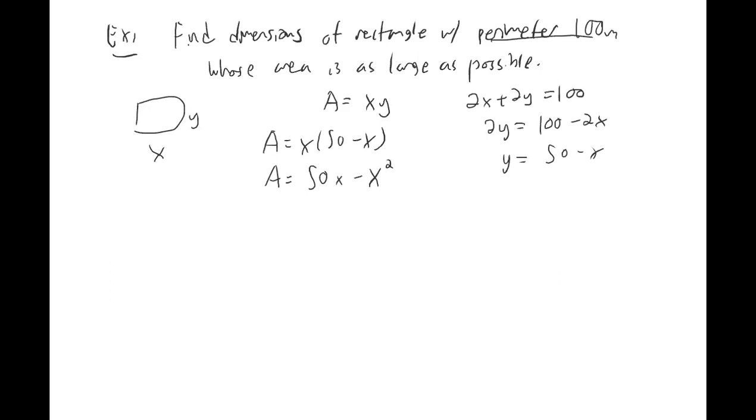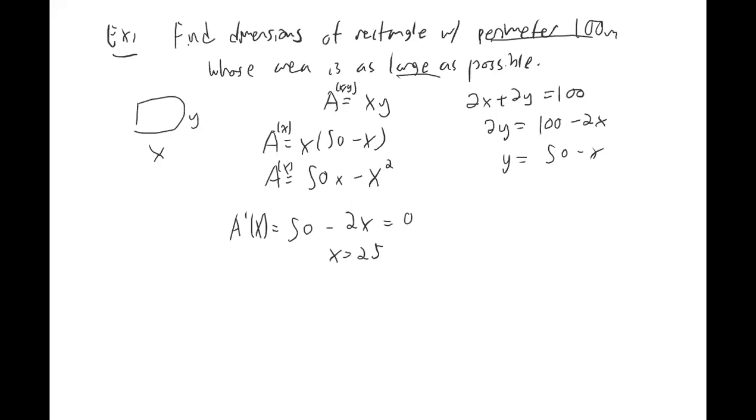So again, I want to maximize this. How do you find maxes and mins? Well, I take the derivative, set it equal to 0, and find the critical number. This was A of x, y, but now it becomes A of x, and then you're finding A prime of x and setting it equal to 0. So you see x is 25.